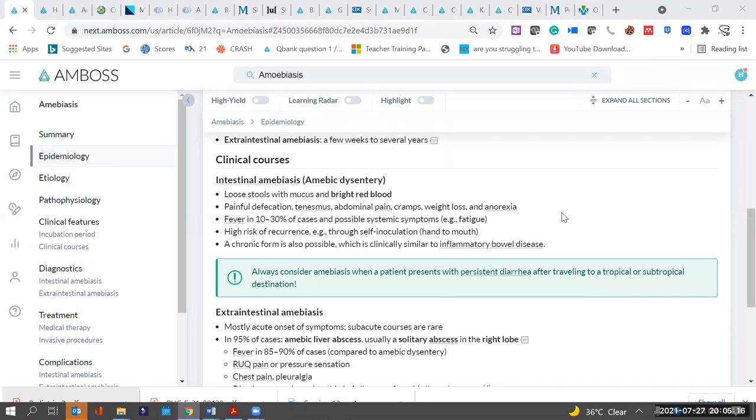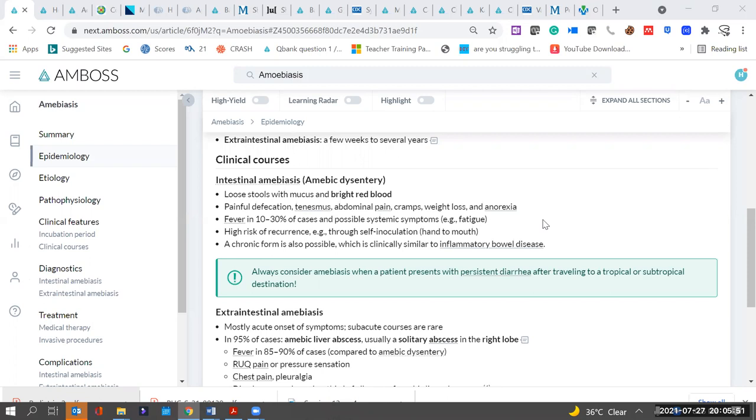So if the patient is complaining of something like painful defecation, abdominal pain, cramps, plus loose stools having mucus and bright red blood, think about this one. Fever in 10 to 30% of cases and possible systemic symptoms like fatigue and malaise will be there. Fever may or may not be associated. High risk of recurrence, for example, through self-inoculation, hand to mouth. Of course, it's a protozoal infection, so most likely the route of entry is the mouth. So this must be improper hand washing that can again lead to this. So it's a high recurrence.